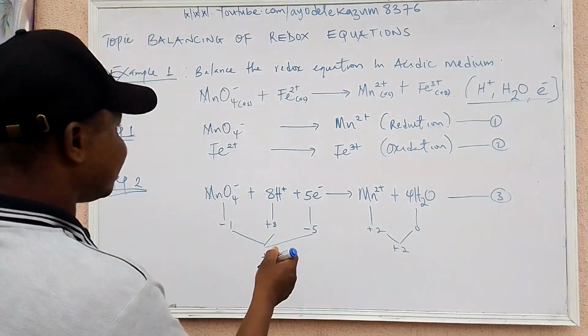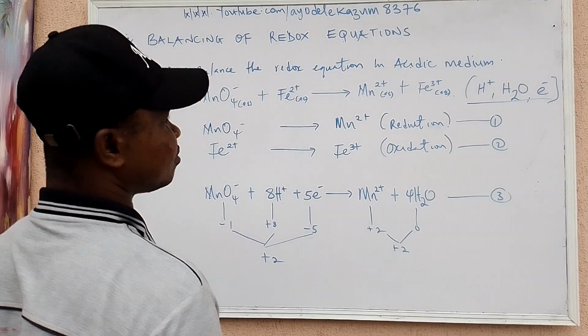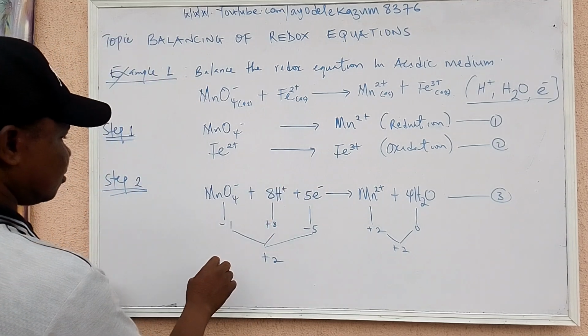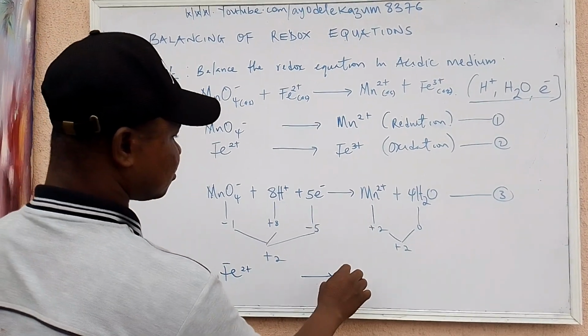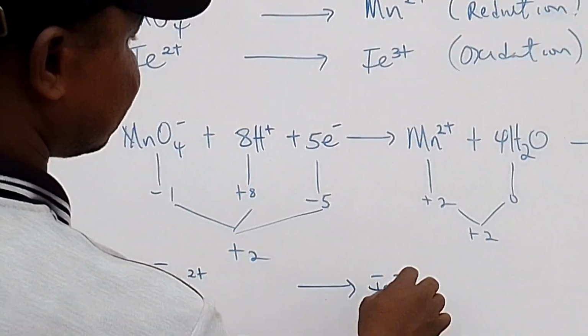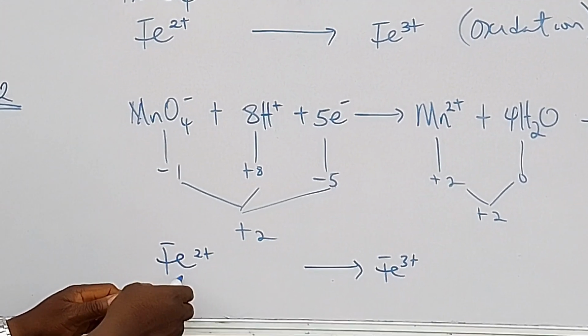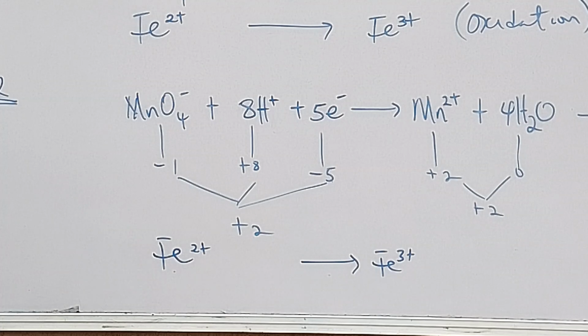All right, now we are done with step 2 for reduction. So let's quickly check for oxidation. Fe2+ going to Fe3+. Now when you look at it, you look at atoms. Here is 1 atom of Fe, and the atom of Fe here is also 1. That one is balanced in terms of atoms. So let's check the charge.